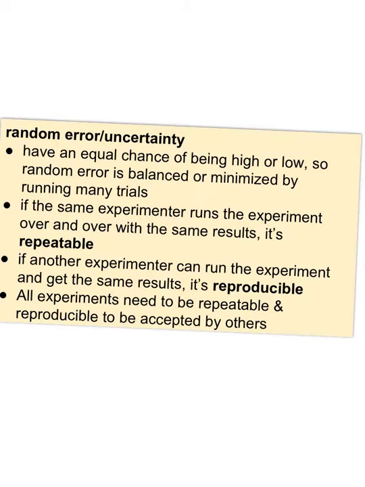Because it has an equal chance of being high or low, it will be minimized or balanced by running many trials. It will average out. So if the same experimenter runs the experiment over and over with the same results, that's considered a repeatable experiment. But what we really want is that another experimenter can come in and run your experiment and get the same results. That then makes it reproducible. So all experiments need to be first repeatable and then reproducible before others are going to accept your data.